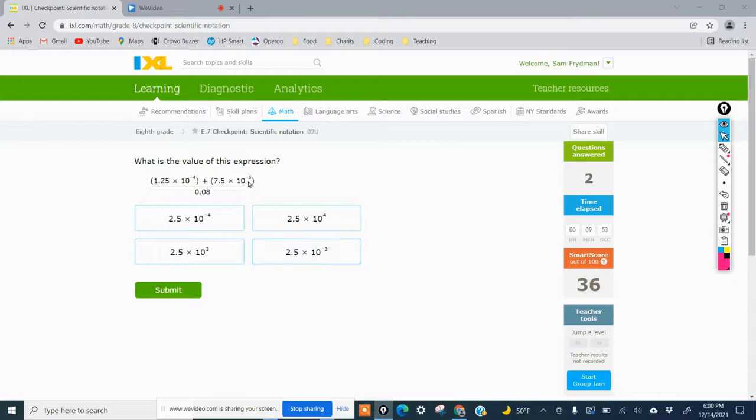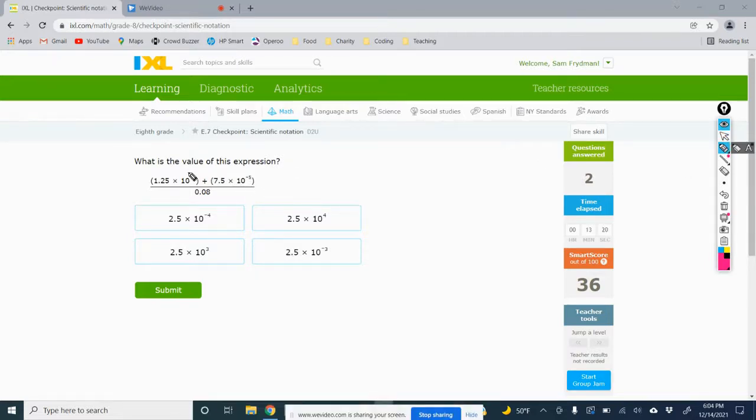Next one. What is the value of this expression? Okay, so now we are adding numbers in scientific notation. And this one, let's put this in scientific notation. We'll do that a little later. First of all, if I'm adding numbers in scientific notation, just like adding fractions or decimals, you always want to make sure that you're adding the same kind of thing. So we cannot add these together yet because this is times 10 to the negative fourth and this is times 10 to the negative fifth. So they're not the same kind of thing.